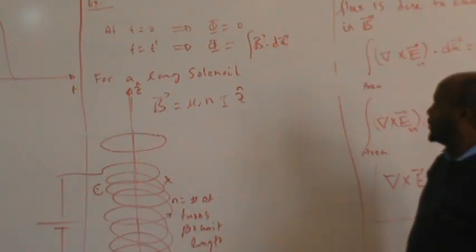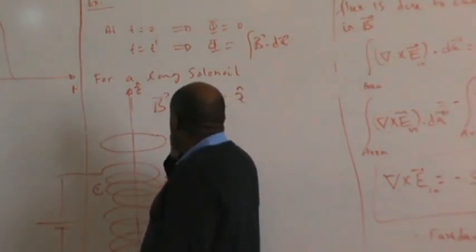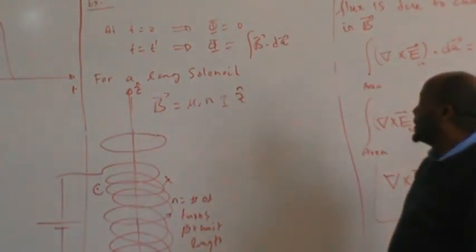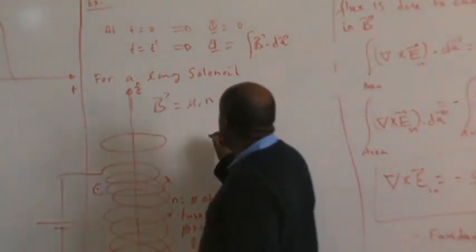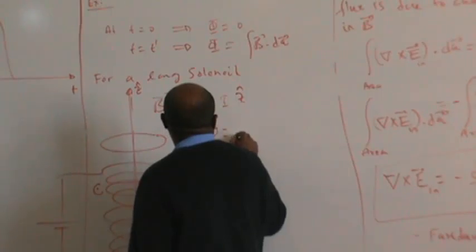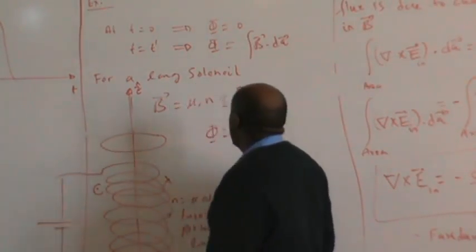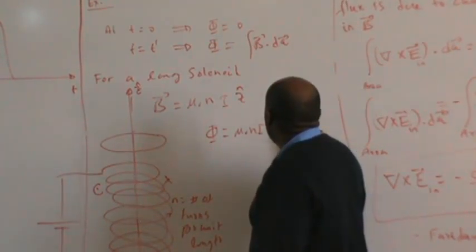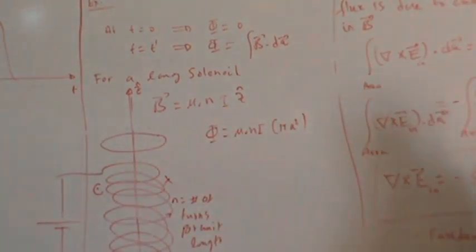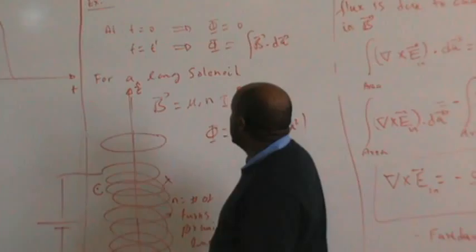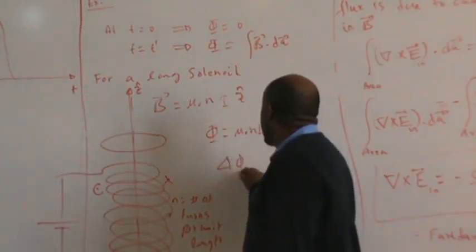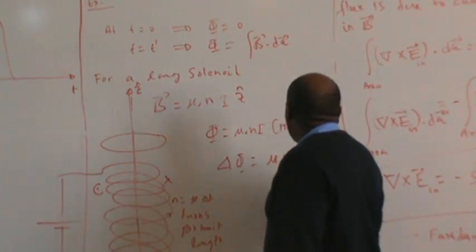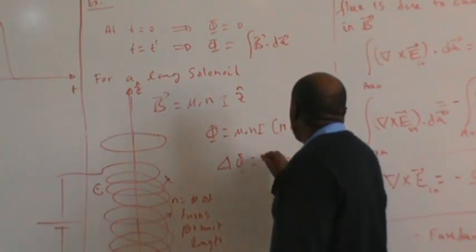So if we assume that this field is going to be constant over this area, then you can find the flux, which is going to be mu naught n i times whatever the area of the circle with radius a. That's going to be pi a squared. So that is at a little time t. So there is a change in flux, delta flux equals mu naught n i pi a squared, with a minus sign.